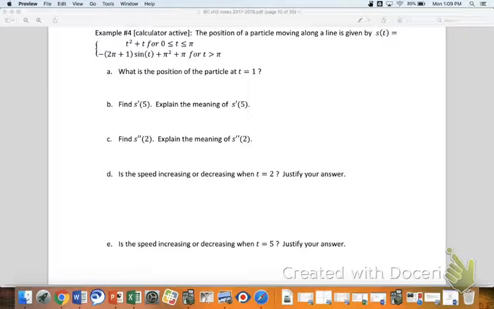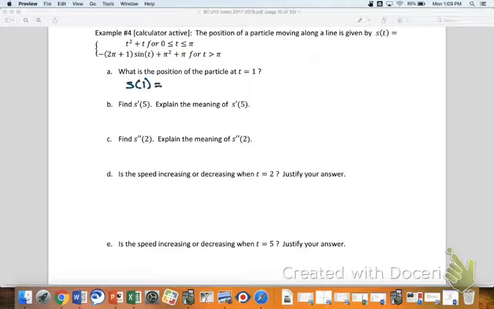So part A says, what is the position of the particle at t equals 1? And so we're talking about t equals 1. So for question A, at least, we're talking about only this part of the domain, right? Because t equals 1 fits in that part. We'll ignore the other part for question A. So position of the particle at t equals 1 would simply be s of 1.